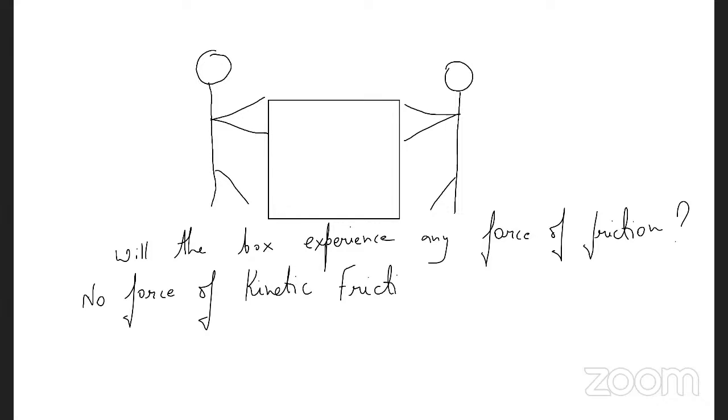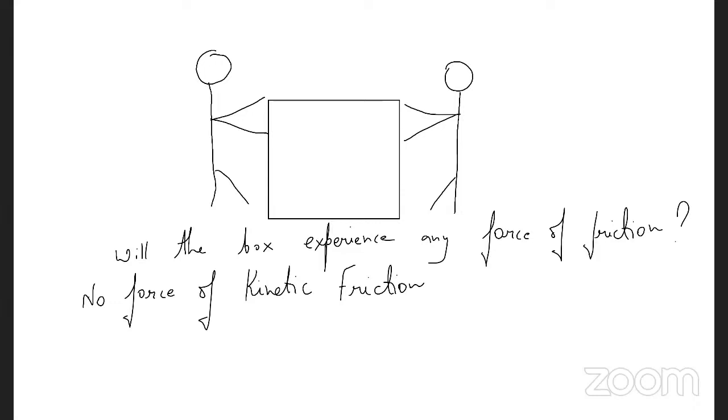Like Abraham said, no friction. Okay, why? Why no friction? What is exactly kinetic friction? Kinetic friction is friction that is working. It is also known as sliding friction or dynamic friction. It is a force that opposes the motion of an object when it is sliding or moving against a surface.